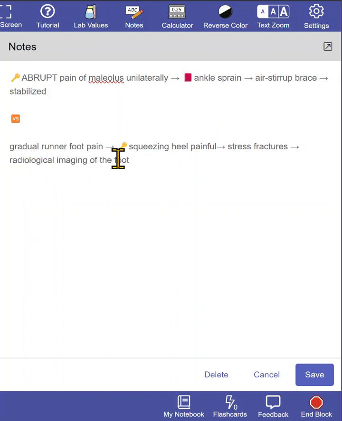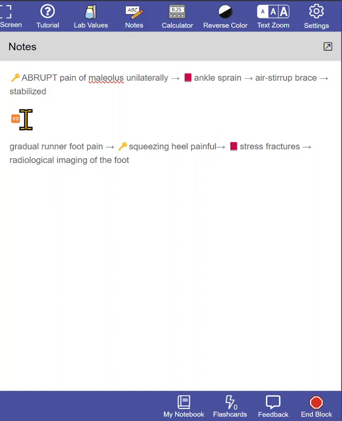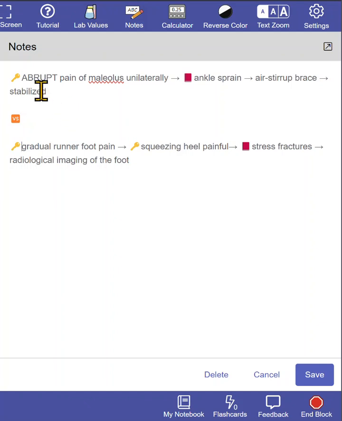Whereas gradual running pain, squeezing heel pain, stress fractures, radiological imaging in the foot. So if you have gradual pain, then you want to be thinking stress fracture. If you have abrupt pain, you want to be thinking a sprain, because you can treat it with an air stirrup brace as opposed to doing radiological imaging of the foot, which you would not need with an ankle sprain, given its abrupt nature.